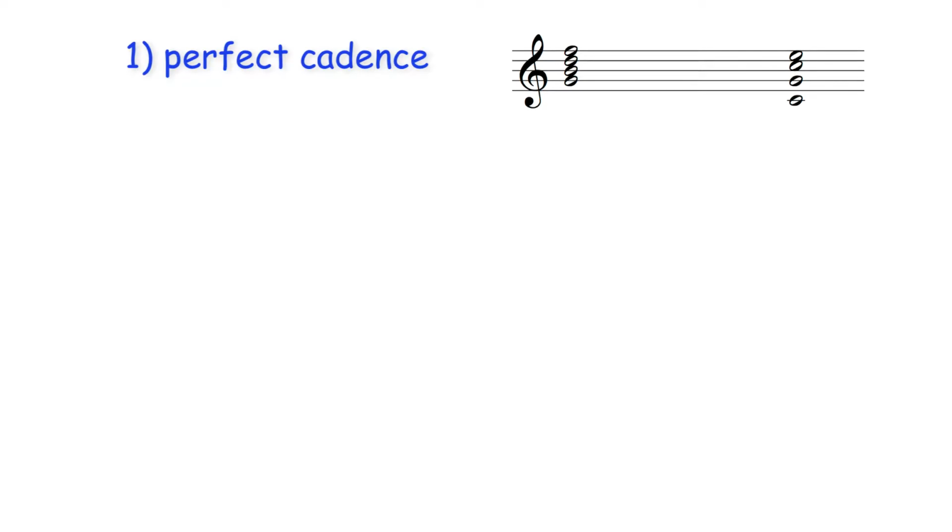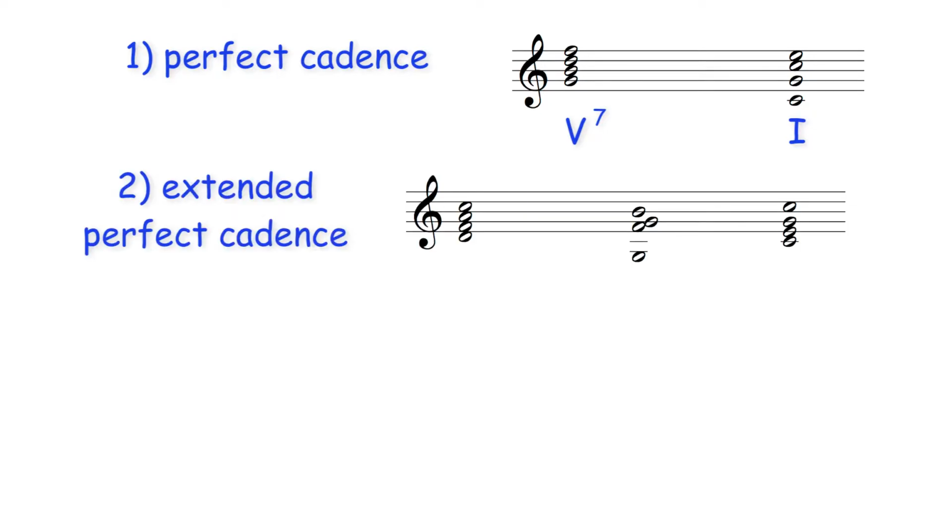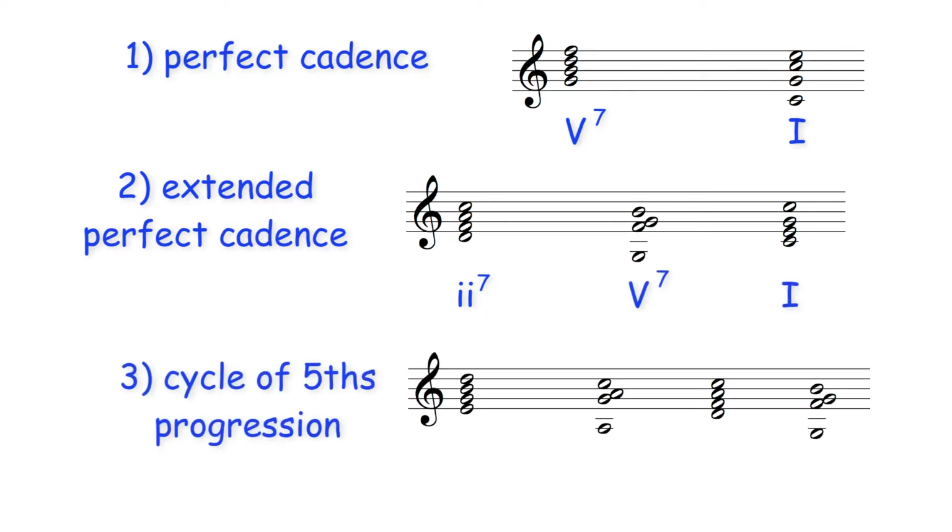tune. These progression types are the perfect cadence, consisting of a dominant moving to a tonic chord, the extended perfect or 2-5-1 cadence, consisting of a supertonic preceding the perfect cadence chords, and the cycle of fifths progression, consisting of a series of chords partially moving through the cycle of fifths.